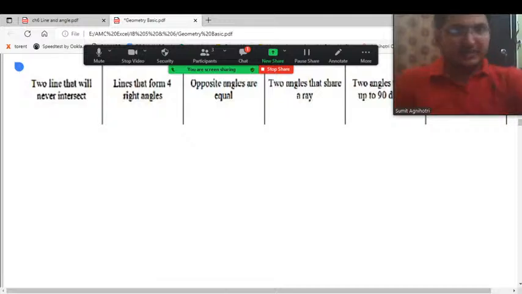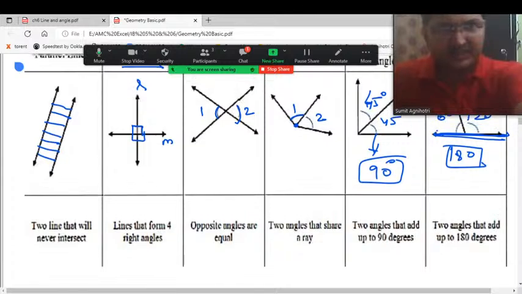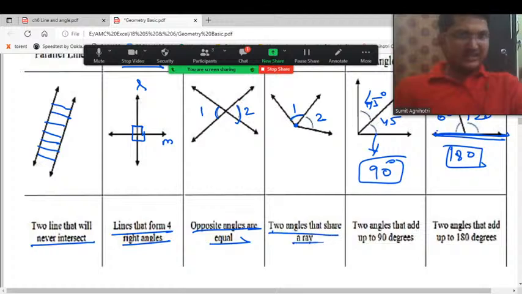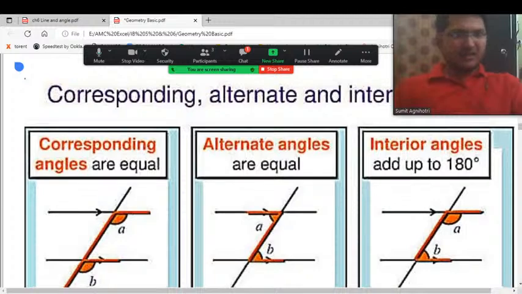I have written their properties in front of each of them. In each and every case, I have written their properties as well. Two lines that will never intersect, lines that form four right angles. Opposite angles are equal in vertical opposite angles. Two angles that share a ray, two angles that add up to give 90 degrees, two angles that add up to give 180 degrees. And after that, when two parallel lines are intersected by a third line, we call that third line a transversal line.